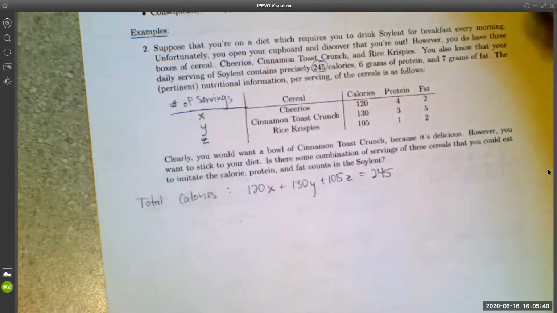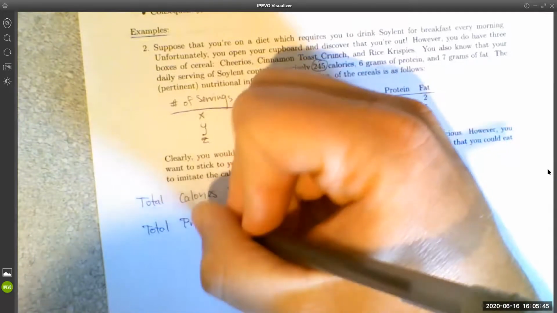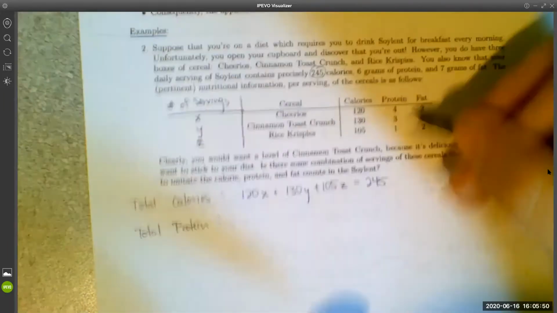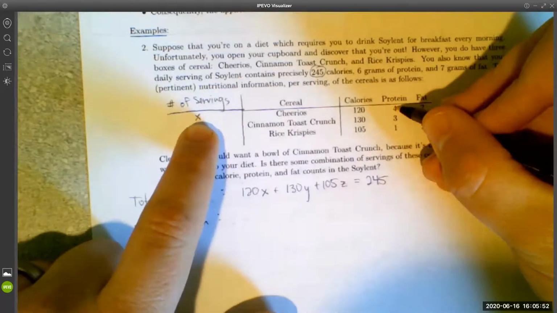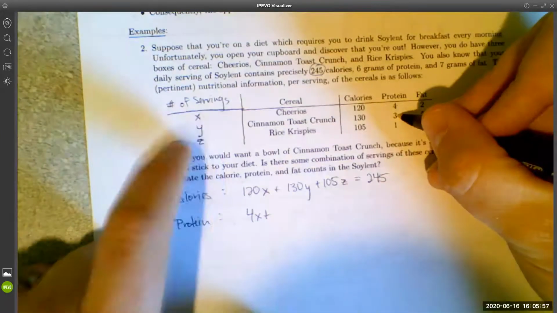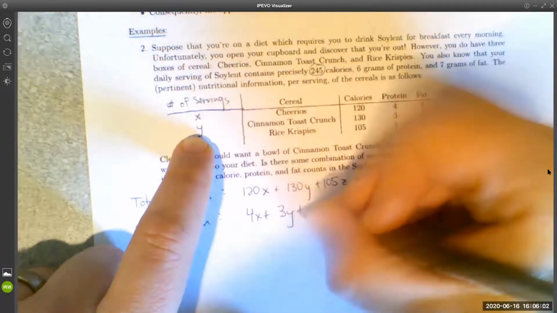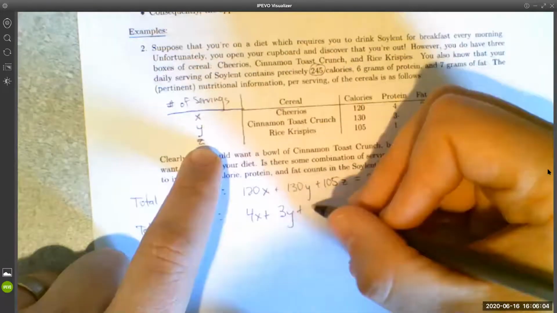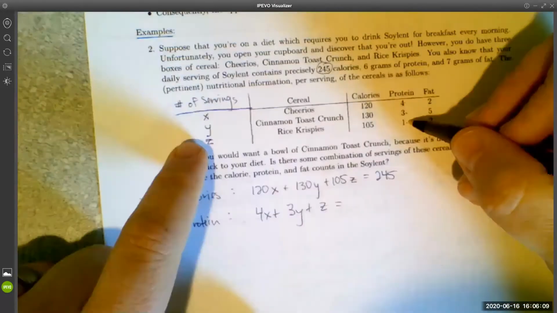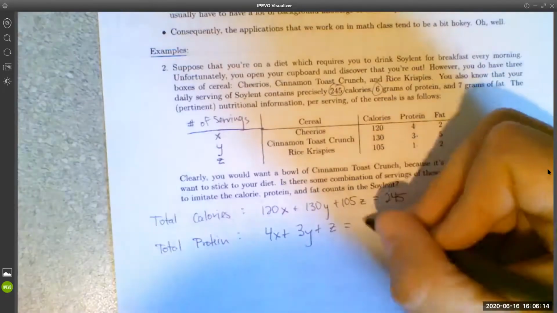Another place I can get an equation is to look at the total amount of protein that I consume. Total amount of protein is going to be 4 times the number of servings of Cheerios that I eat, plus 3 times the number of servings of Cinnamon Toast Crunch that I eat, plus 1 times the number of servings of Rice Krispies that I eat. And I want that to equal 6, right? Because I want 6 grams of protein.